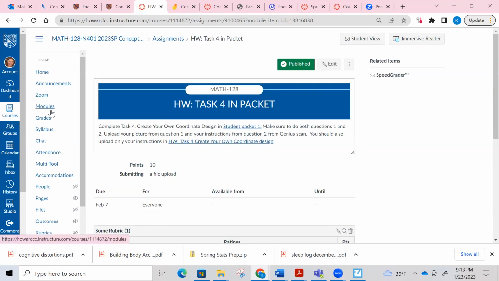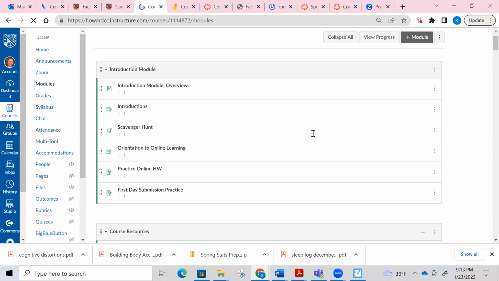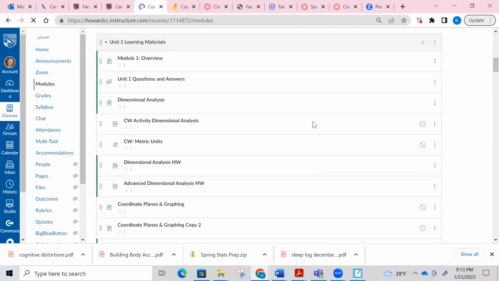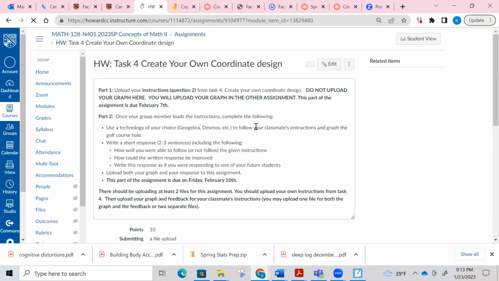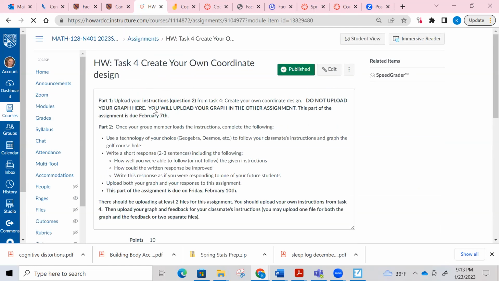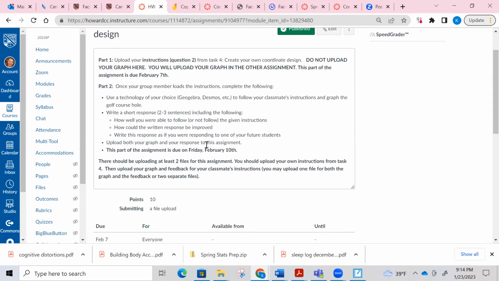So then once you're done with that, the second part of this assignment is going to be this homework task 4, create your own coordinate design. So what you're going to do is upload only your instructions from question 2 from task 4. And you're not going to upload your graph here. So I only want you to take a picture of your instructions. You're going to upload your graph in that other assignment that I just showed you. And that part of the assignment is due February 7th.